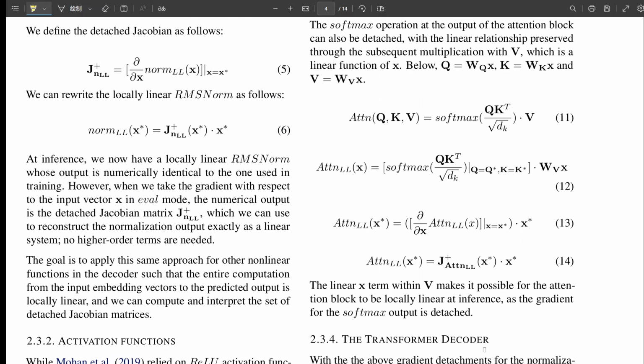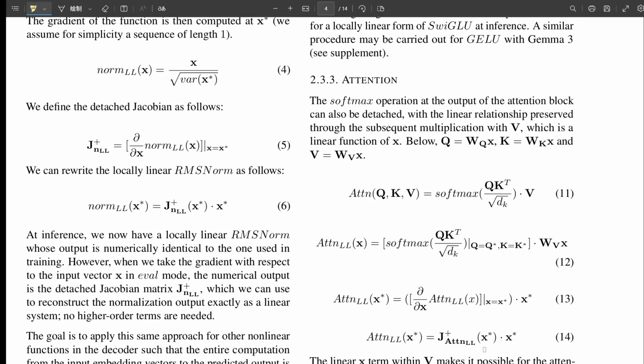Three, attention blocks, specifically the softmax function. That's a key source of nonlinearity in attention, turning scores into probabilities. Right, that normalization step. Exactly. While the softmax output itself is nonlinear, the next step, multiplying by the value matrix, V, is linear. So the method detaches the gradient calculation from the softmax output itself, but crucially, it preserves the gradient contribution from the linear multiplication with V. This allows the whole attention block for that input to be represented linearly.